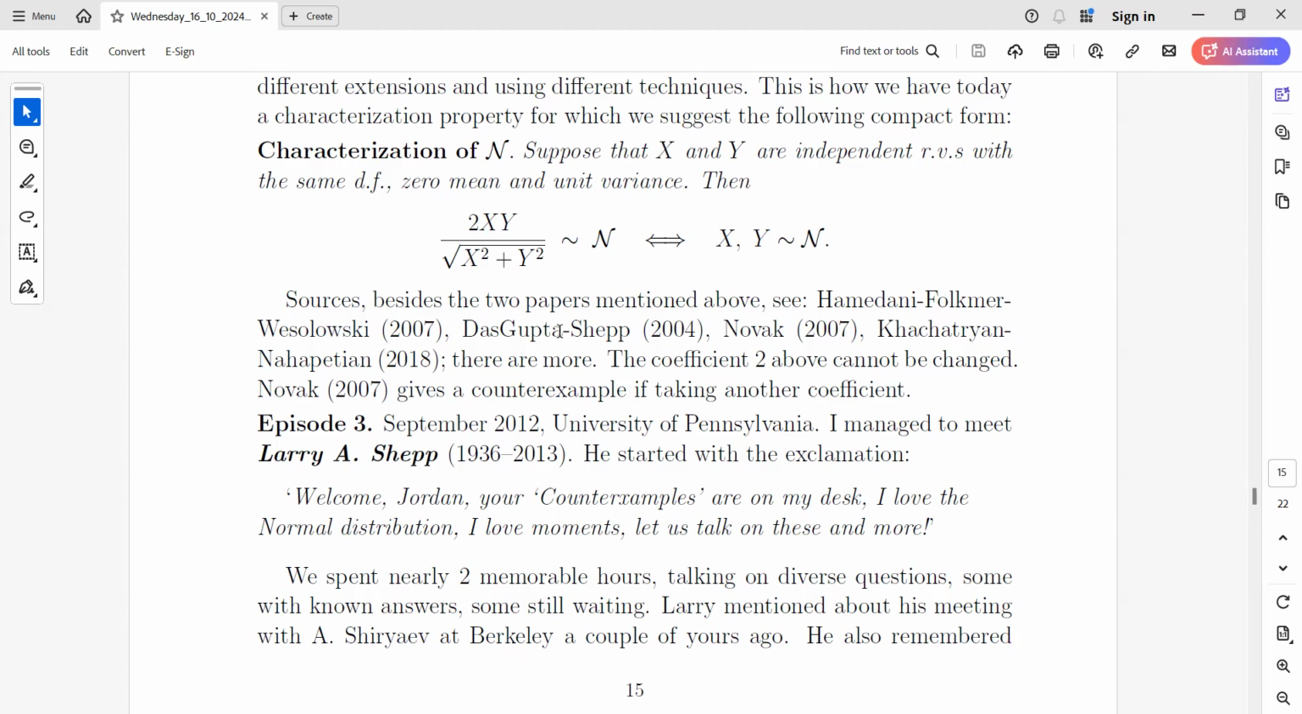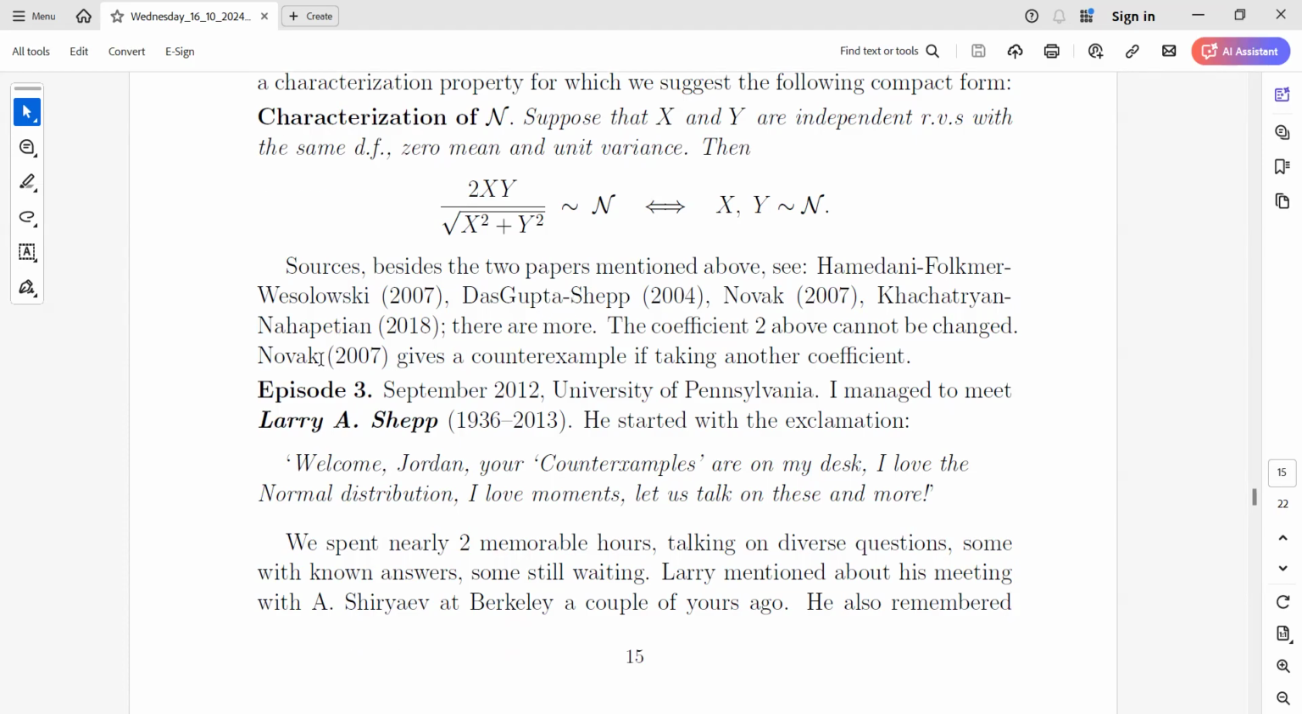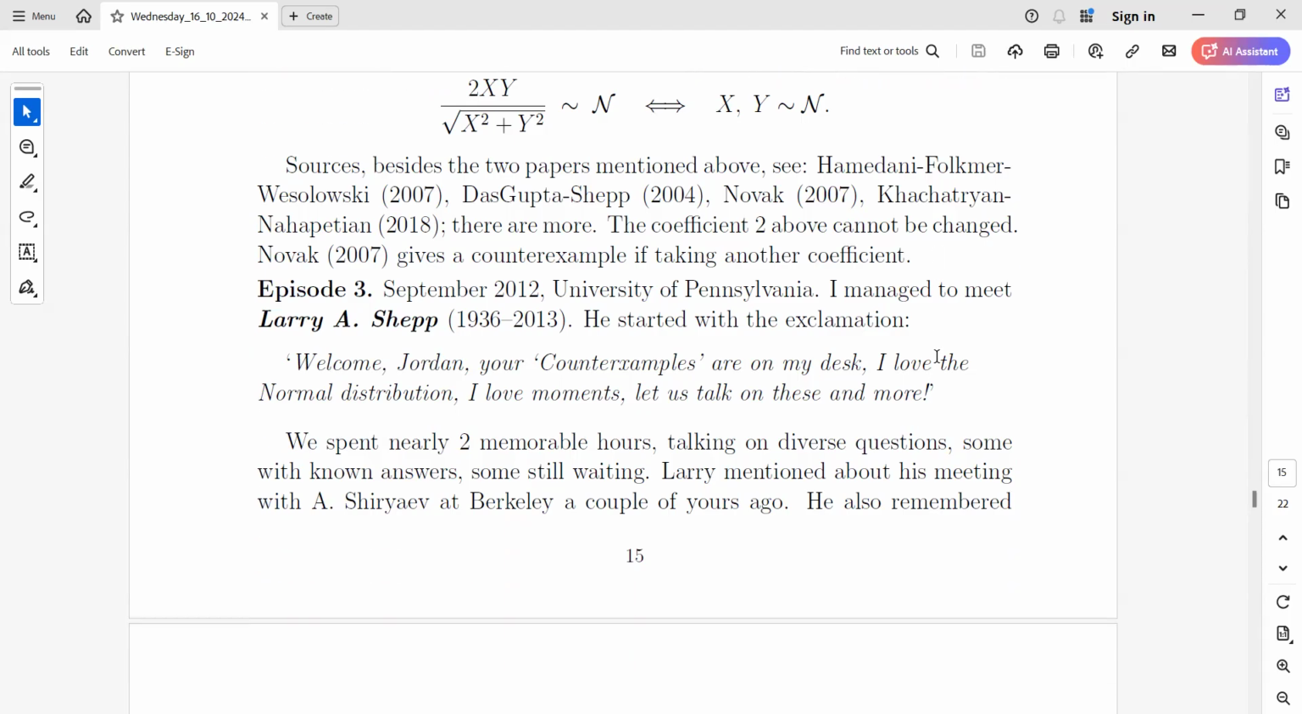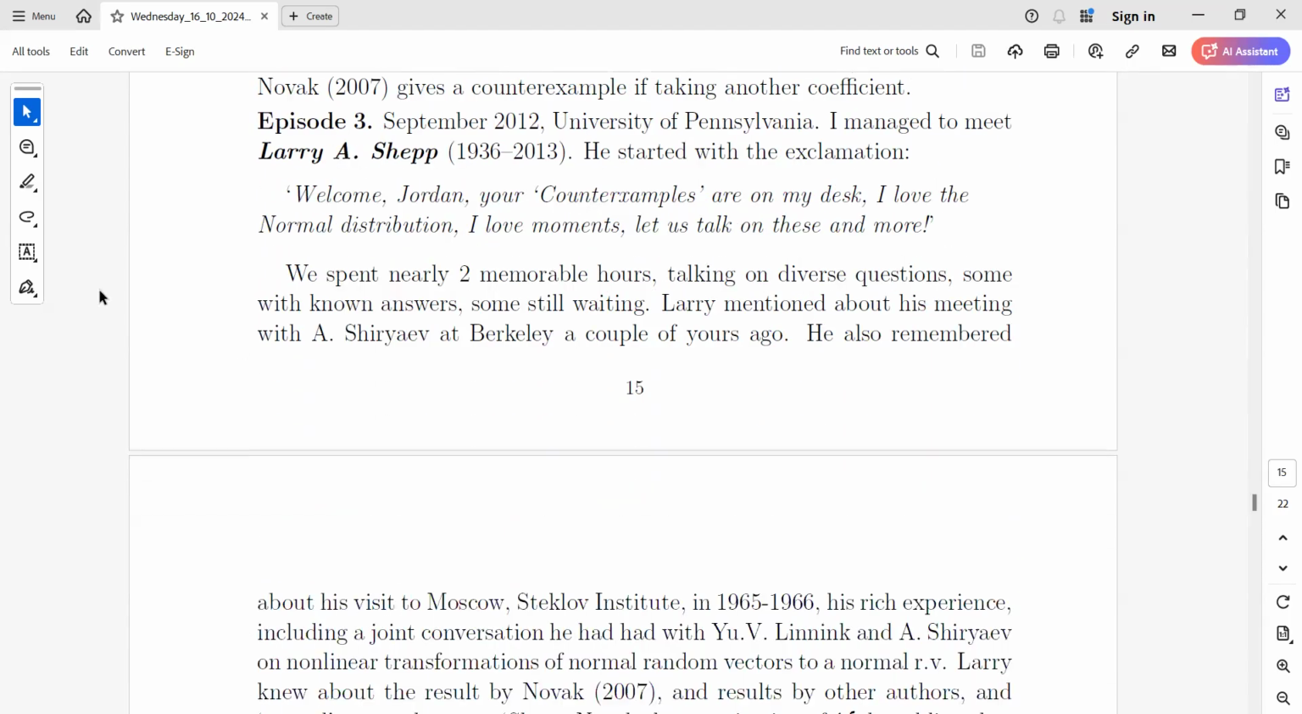So these are the authors, and this is a quite interesting paper by Dasgupta and Shepp. And I like what Novak did. He showed that this coefficient 2 cannot be changed. You change 2, and you have another result. There is a beautiful counterexample, which maybe I can buy from him.